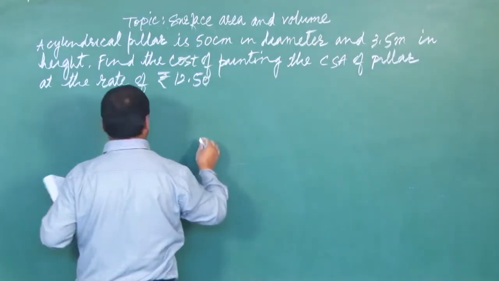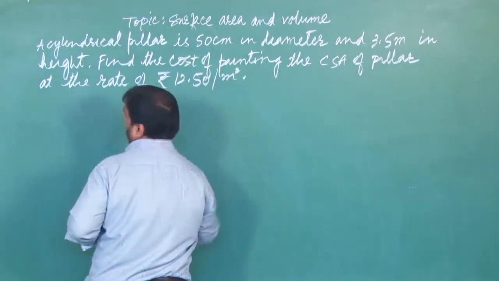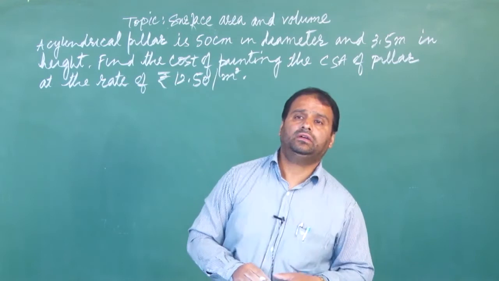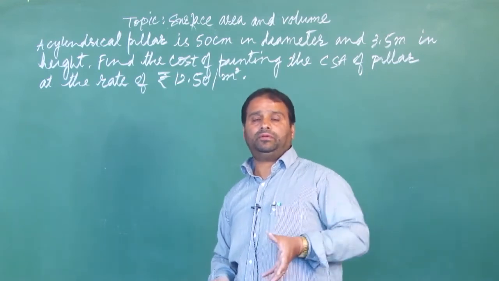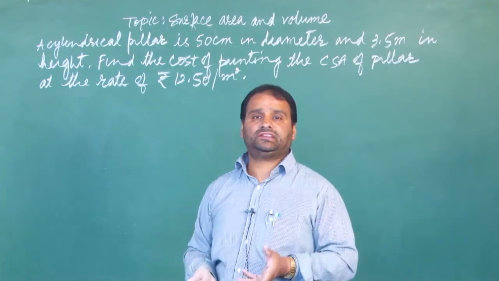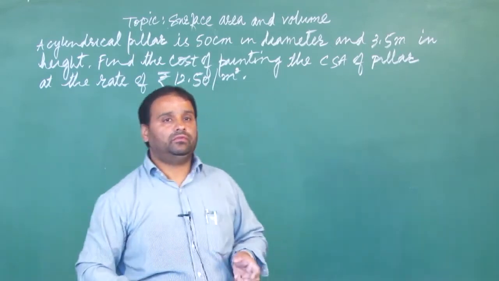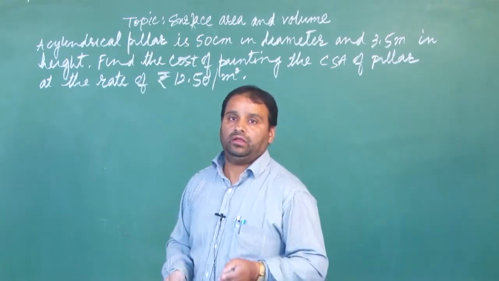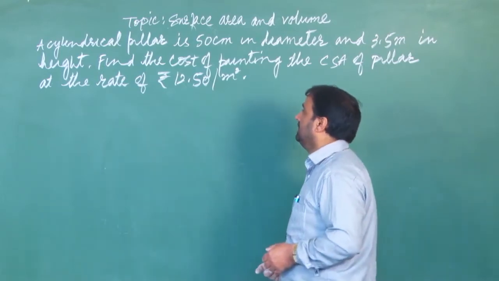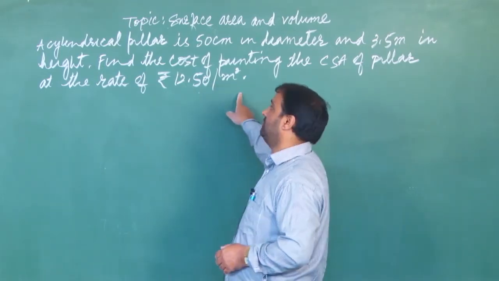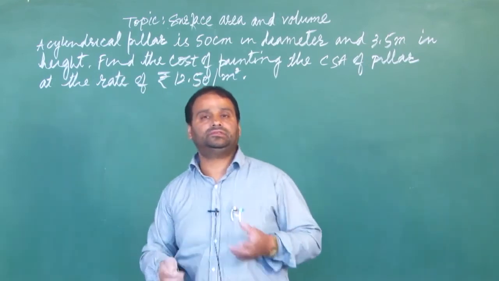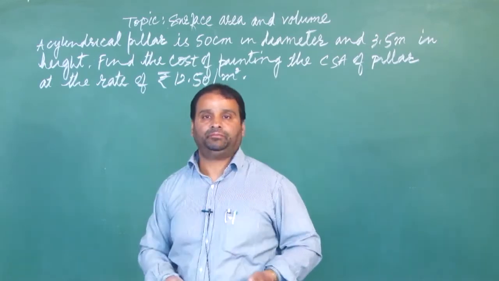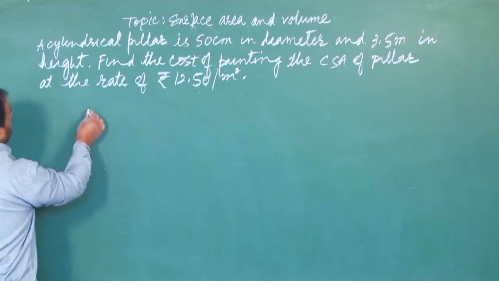Now the question says that we have a cylindrical pillar, and because when we have a pillar of a building, only its curved surface area is exposed, it is obvious that when we paint the pillar, only its curved surface area is to be taken into account. Now, the cost of painting is 12 rupees 50 paisa per meter square. That means the curved surface area of the cylindrical pillar is to be found in terms of meter square. So, let us find out the curved surface area.